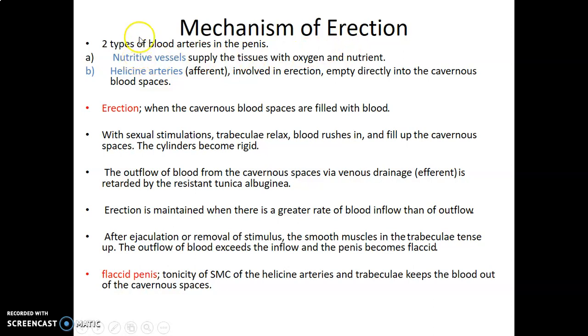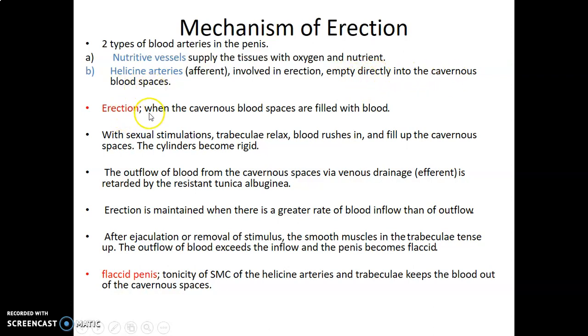Now you need to remember that we have two types of arteries in the penis. We have nutritive vessels, of course, so they will feed the tissues with oxygen and nutrients, but we also have helicine arteries, which are afferent. So these helicine arteries are the ones involved in erection. So helicine arteries bring blood and empty directly into the cavernous blood spaces.